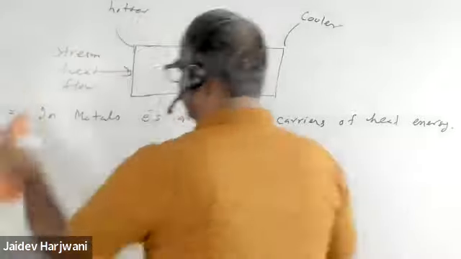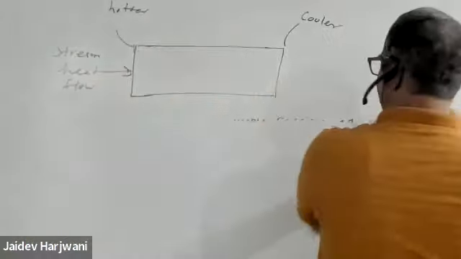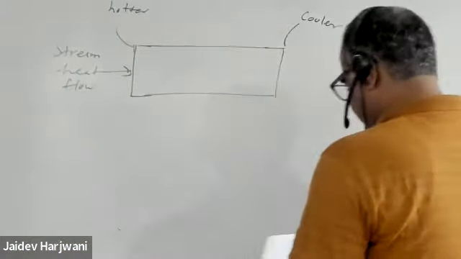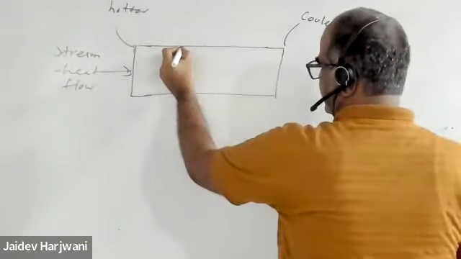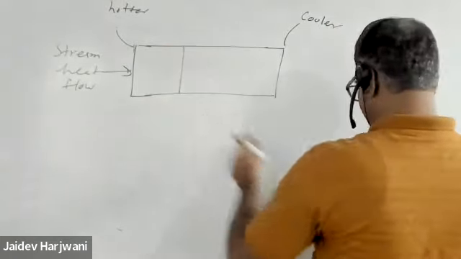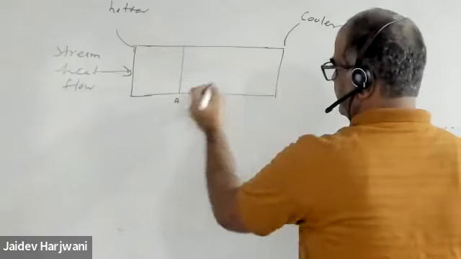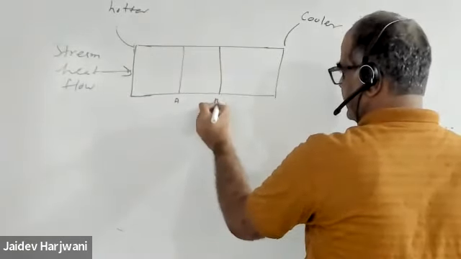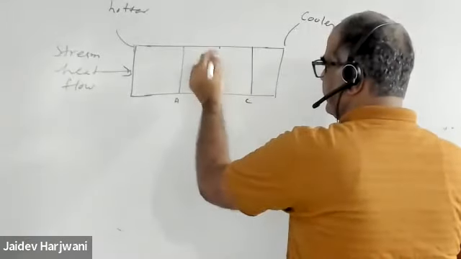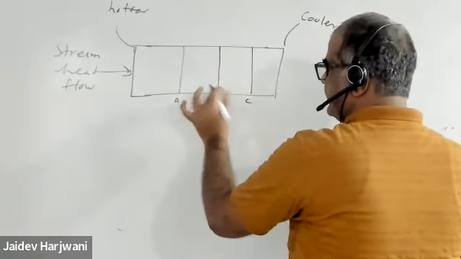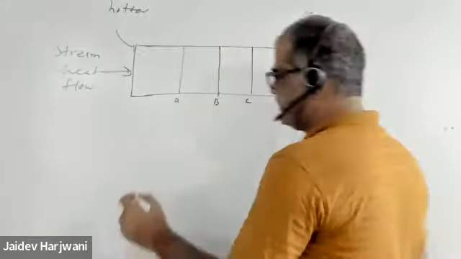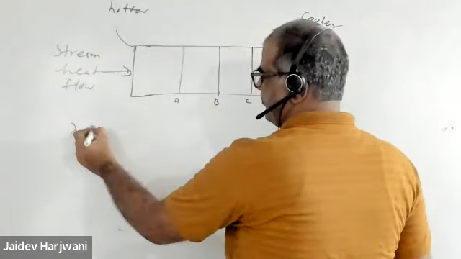Now I need to calculate the thermal conductivity of this rod, how the heat is transported. Obviously there is a temperature gradient. Let us say this point is A, this point is B, and this point is C, and all these points are exactly lambda distance away. Lambda is the mean free path.